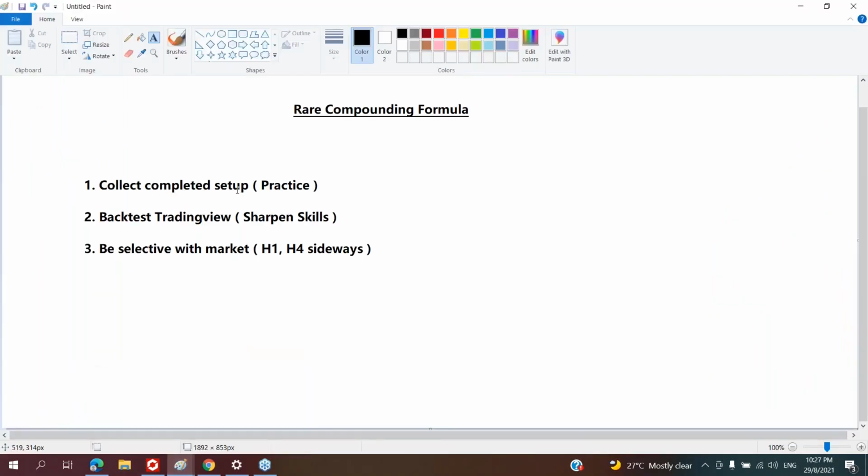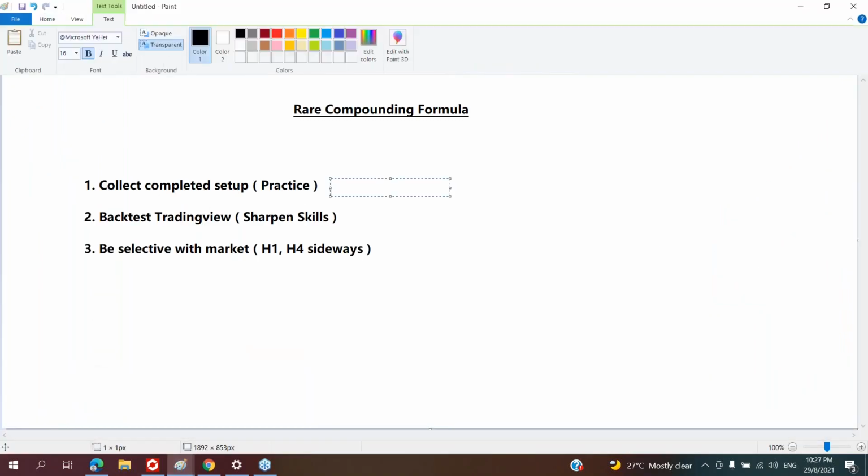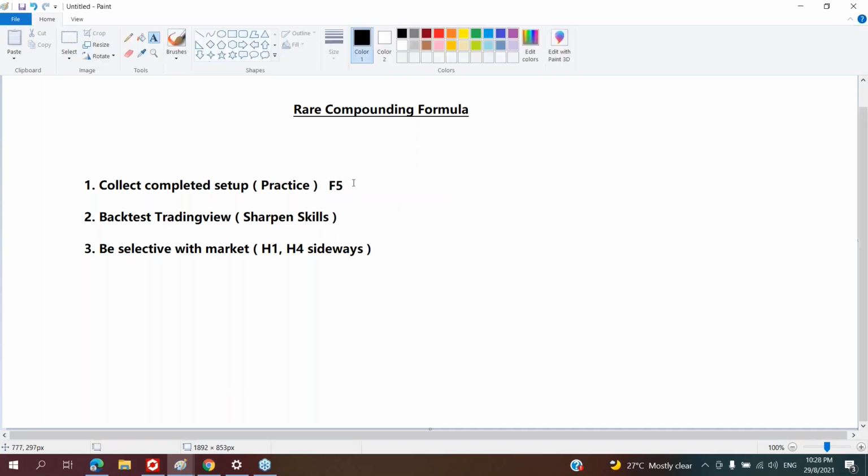You collect the completed setups, the Fantastic Five, such as QM, QMR, QMC, SNRC1, SNRC2, and QM manipulation. And after you go well with it, you go to the big backtest in TradingView to sharpen your skills. After that, you go to the real market, but you have to be selective with the market. H1 and H4 sideways. This is very recommended by me.